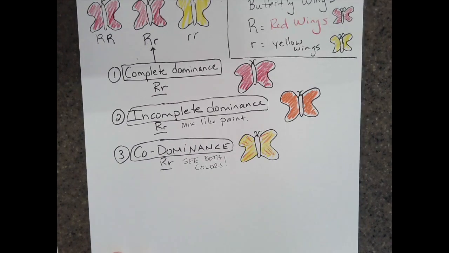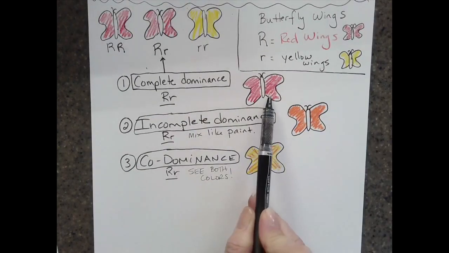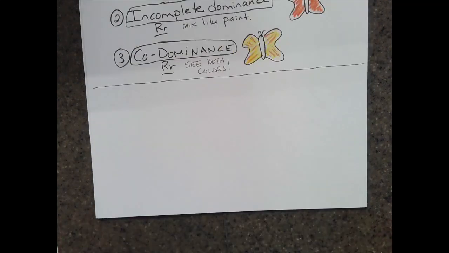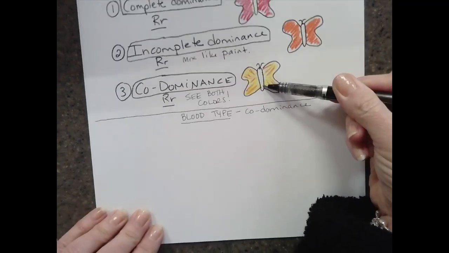I'm going to give you one more example, and it is going to be of complete dominance and codominance all in the same situation. So here's an example. If you can't fit it, write it on the back. We're going to look at blood type. This is going to be an example of codominance where you actually see both.